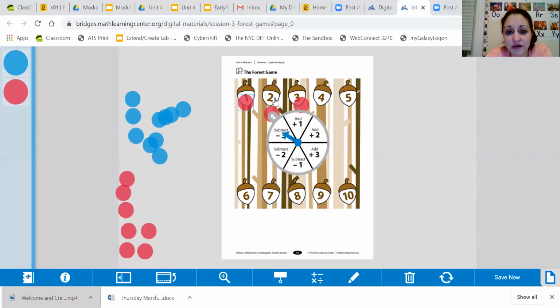Okay, guys, so you see how that's played? You spin the spinner. There is 2 players in this game. One friend has one color for the squirrels, and the other friend has the other color. And whatever it lands on is what operation or what symbol it tells you to do. So if you're landing on addition, your squirrel's going to hop more, and if you're landing on subtraction, your squirrel is going to take away. Okay, so that's a fun game that we will continue to play, the forest game.